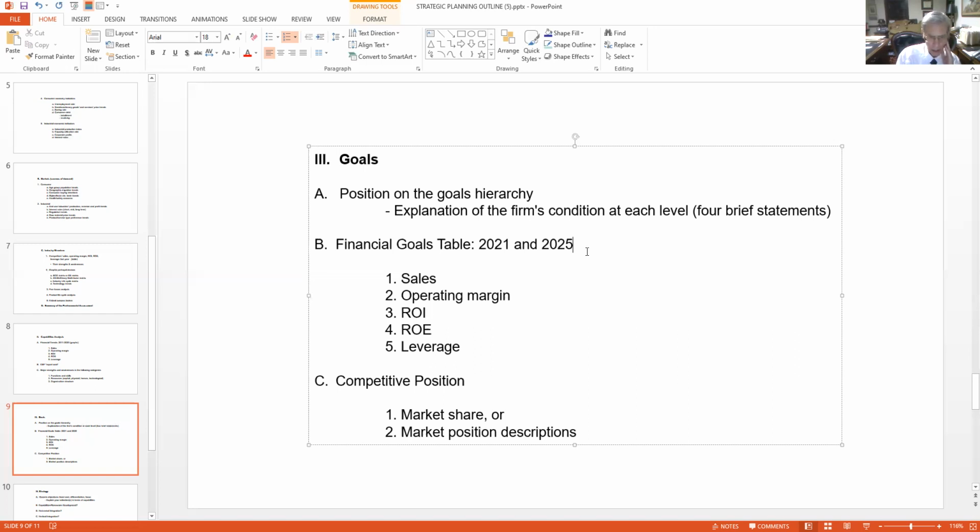In any event, we then need to summarize where the company is insofar as its competitive position is concerned. And we can do that by calculating. Usually you can just get it from statistical information on the web, but when companies are as big as the companies that you're studying, the market shares are pretty well known and publicized.